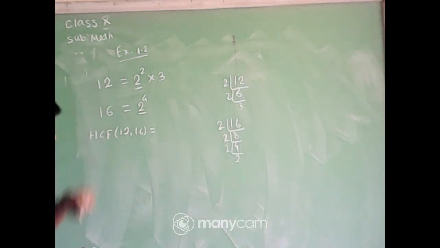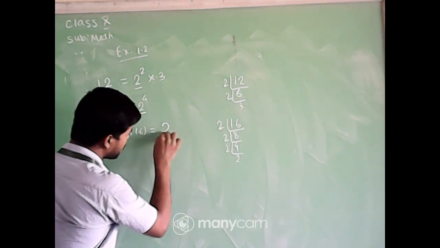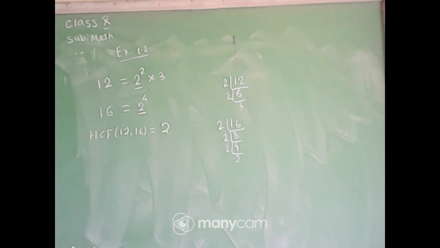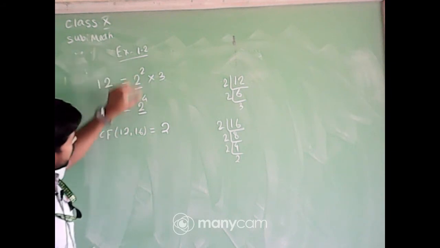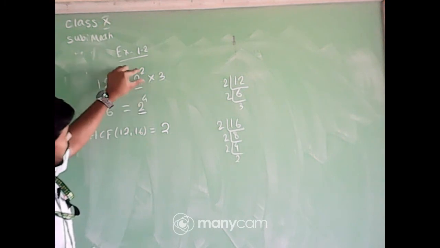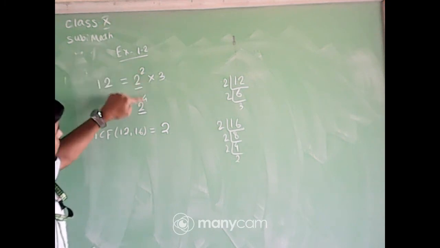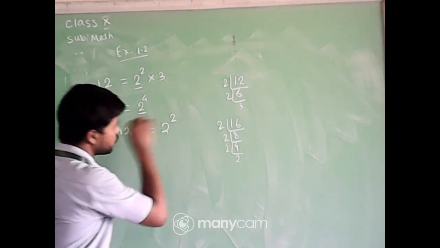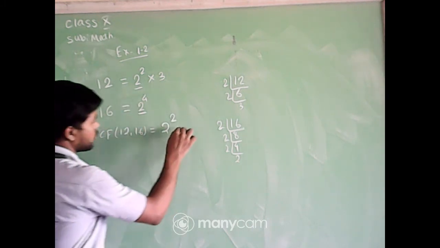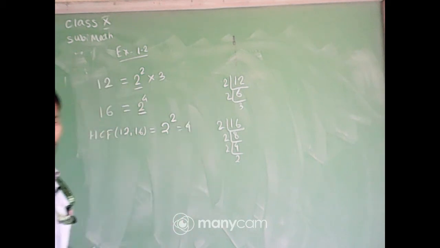So in case of HCF, first write the common factors if any, and the minimum exponent or minimum power of the common factors. Now look here, the power of 2 is 2 and here the power of 2 is 4. So we have to take the minimum between these two numbers. Obviously you will say the minimum between 4 and 2 is 2. So 2 to the power 2, that is equal to 4. That will be the HCF of the numbers.